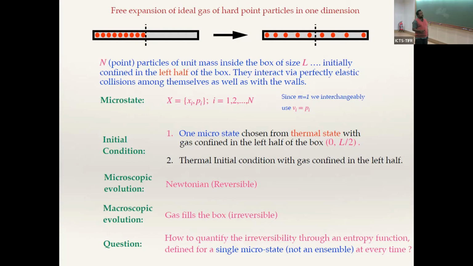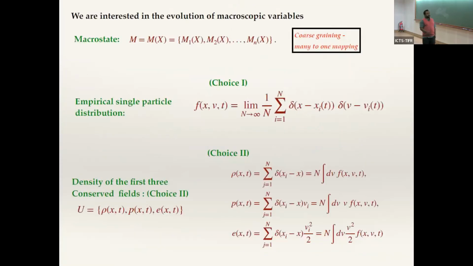One is one microstate chosen from the thermal state with the gas confined in the left half of the box, and another is thermal initial condition, where you choose the initial conditions from the thermal state and you average over the initial conditions. Evolution is Newtonian. And the macroscopic evolution in this case, as you expect, is that all the particles will try to fill the box. So the macroscopic evolution is gas filling the box. And the question is how to quantify irreversibility through an entropy function that is defined for a single microstate, not an ensemble, at every time. So for that, we need to define macrostates.